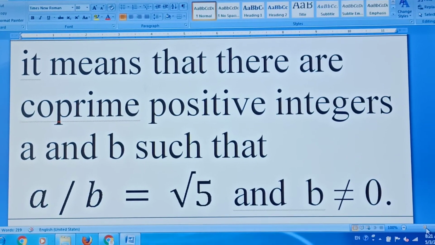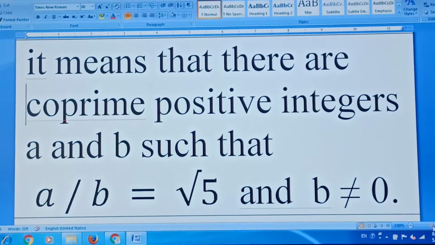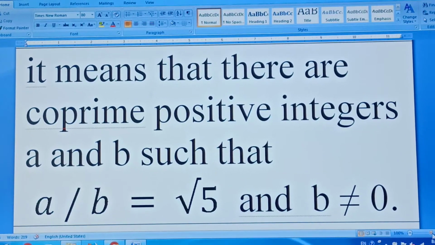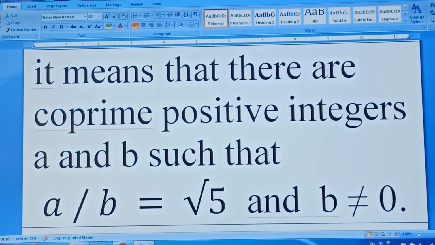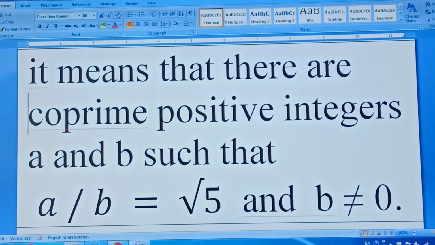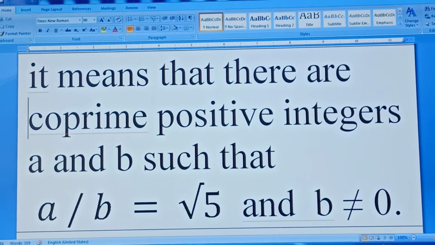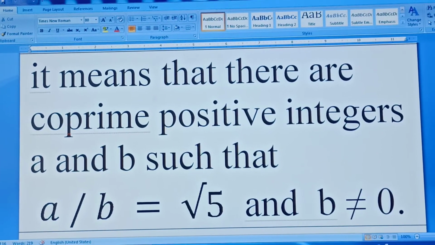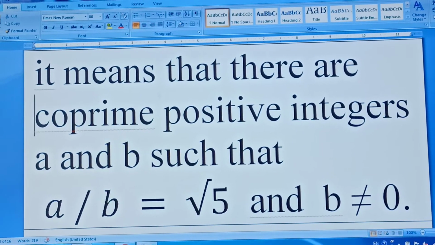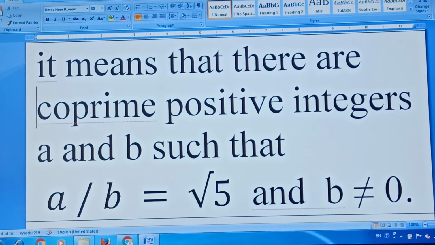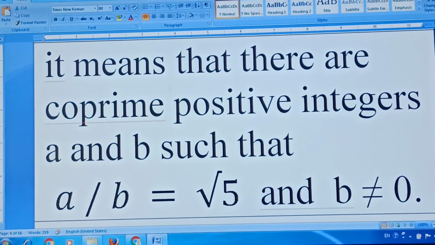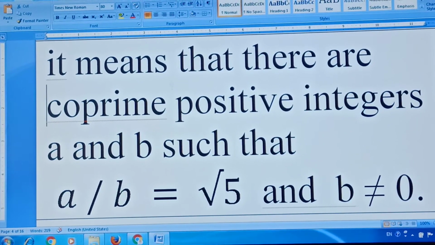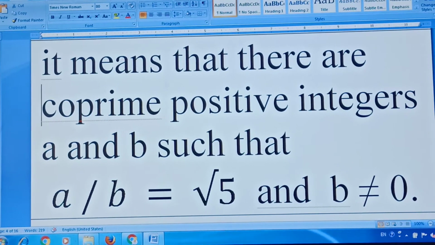We know the definition of rational numbers. Rational numbers are the numbers which can be represented in the form of p upon q or a upon b or x upon y, where the denominator must not be 0. Here we are treating under root 5 as rational. Therefore, a upon b is equal to under root 5 and b is not equal to 0. It means that there are co-prime positive integers a and b such that a upon b is equal to root 5 and b is not equal to 0.